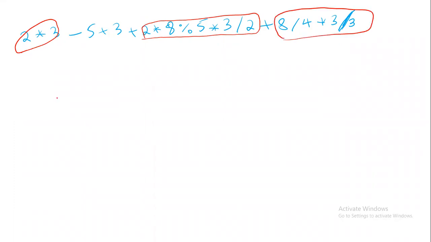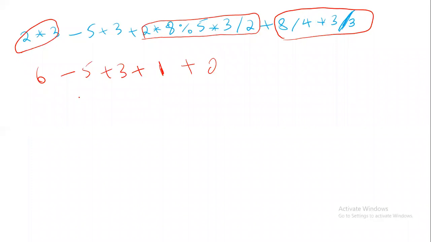Okay, fine. So 2 into 3 is 6 minus 5 plus 3 plus 2 into 8, 16. 16 mod 5, 1. 1 into 3, 3. 3 by 2, 1.5, but the 0.5 is lost. Answer is 1. Integer by integer is integer, plus 8 by 4, 2. 2 into 3, 6. 6 by 3, 2 is the answer.